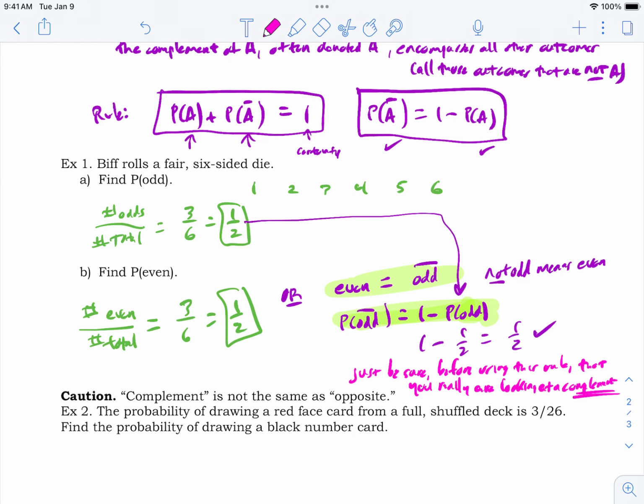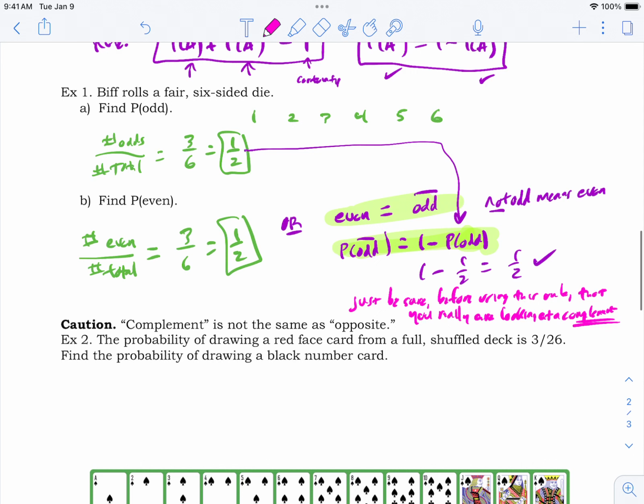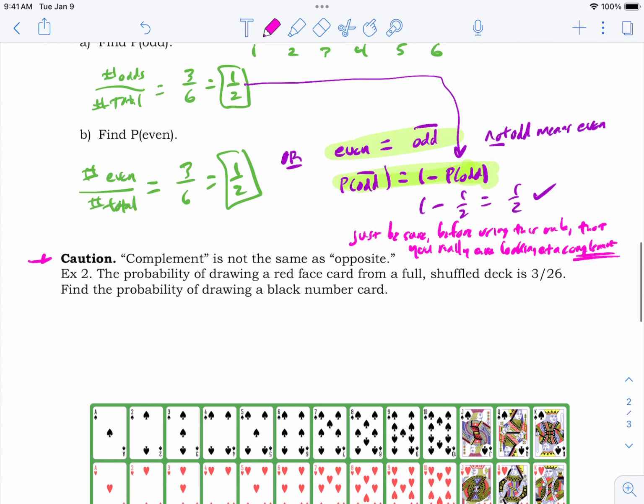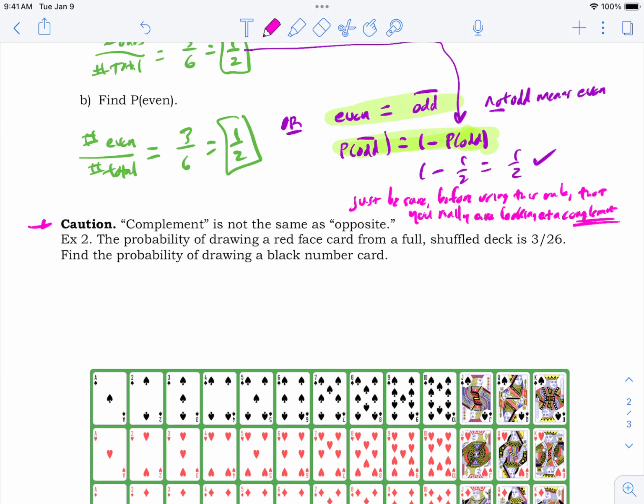That's the only way you can really trip over this rule, if you think you have the complement, but you really don't. So this particular caution here: complement does not mean opposite. It's not exactly the same thing. I've seen this mistake made before. The probability of drawing a red face card from a full shuffled deck is 3 out of 26. Okay, probability of a red face card is 3 out of 26. So the question is, what's the probability of getting a black number card?